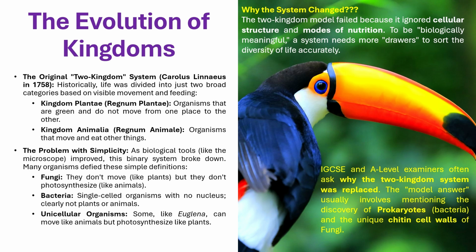Here is an important tip for you students: IGCSE and A-level examiners often ask why the two kingdom system was replaced. The most accurate model answer usually involves mentioning the discovery of prokaryotes, that is bacteria, and the unique chitin cell walls of fungi. We shall study that in detail in our next slides.